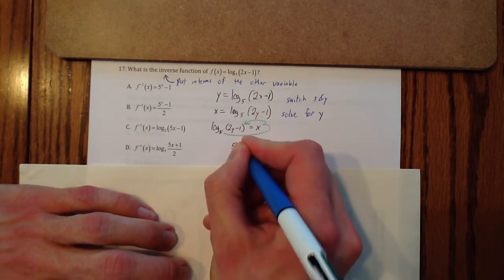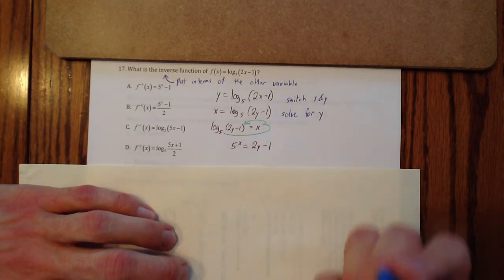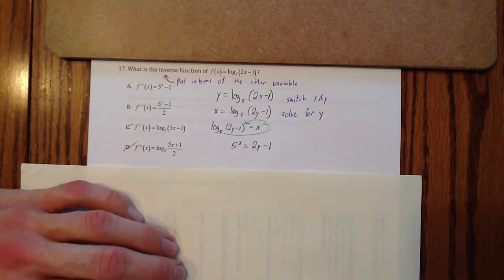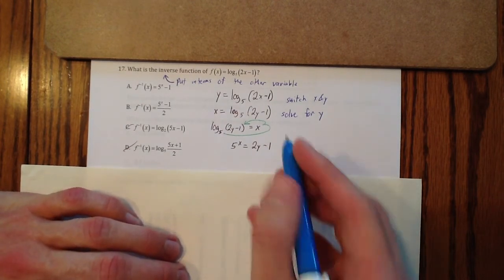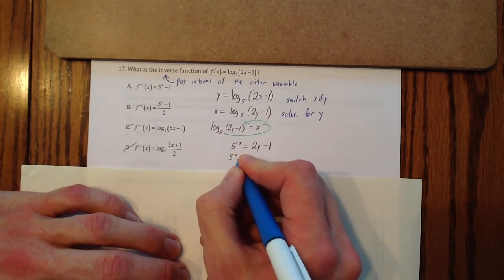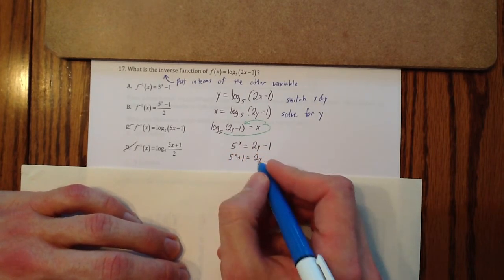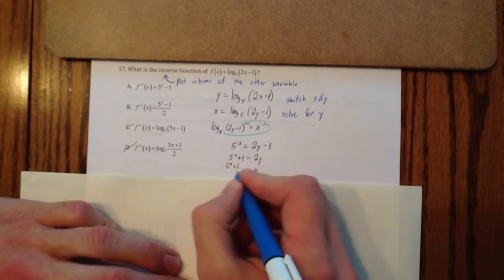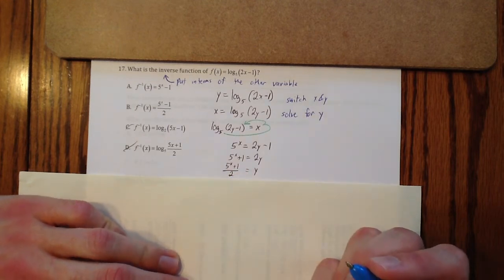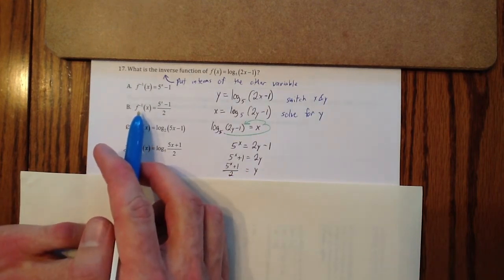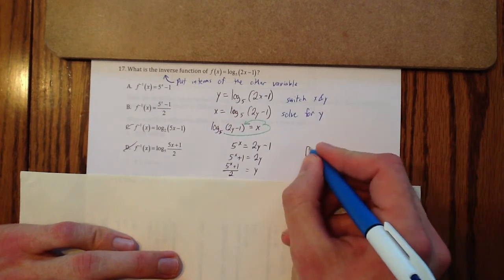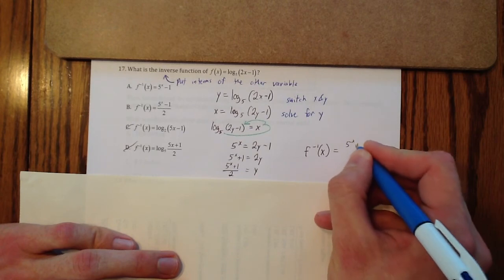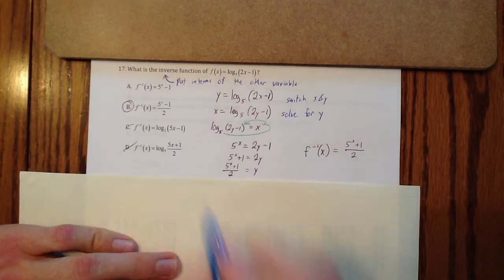So 5 to the x equals 2y minus 1. Already we've ruled out these two because those have logs in them, and our final answer will not. Now we're continuing to solve for y, so if we add 1 to both sides, 5 to the x plus 1 equals 2y, and we will divide. So y equals 5 to the x plus 1, all divided by 2. Now, when they wrote their answer, they wrote it using inverse notation. So instead of y, because this is the inverse, we will say that f inverse equals 5 to the x plus 1, all divided by 2. The answer is B.